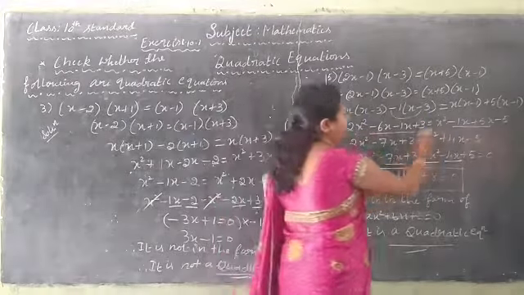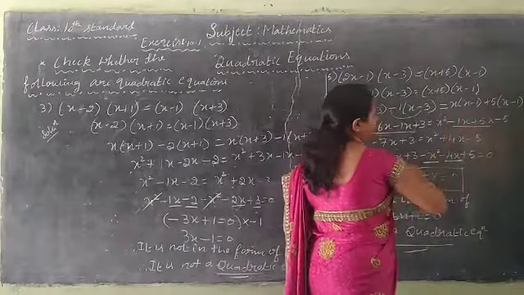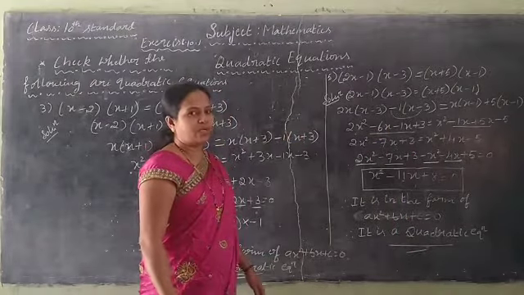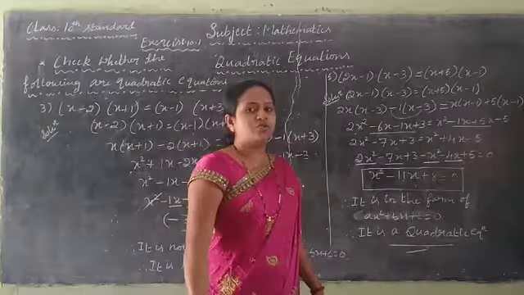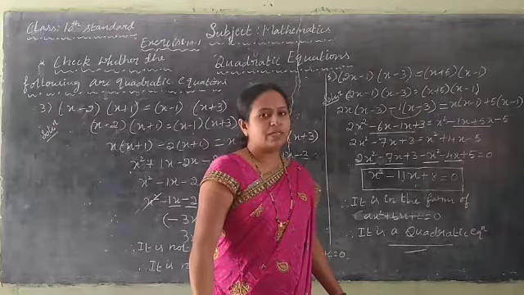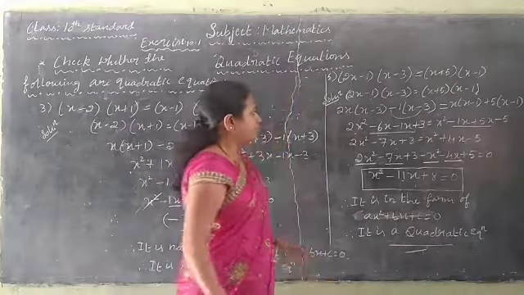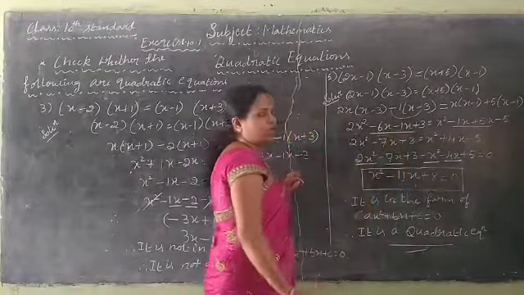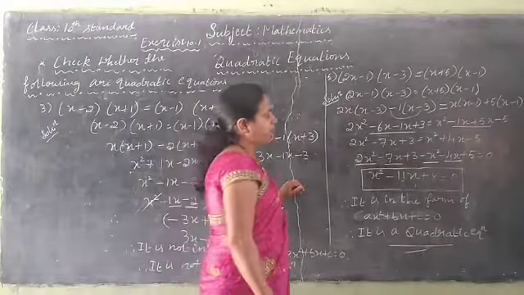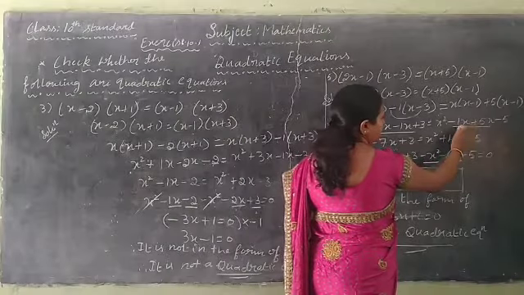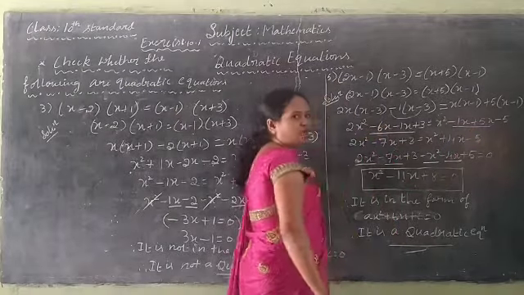In the same way, x into x square is going to get x square. Then minus 1 into x, children, minus 1x. Then plus 5 into x, 5x. Plus 5 into minus 1, you get minus 5. So here minus 6x and minus 1x is there. When you add, you get minus 7x. In the same way, 5x minus 1x. When you subtract 1x from 5x, you are going to get 4x.